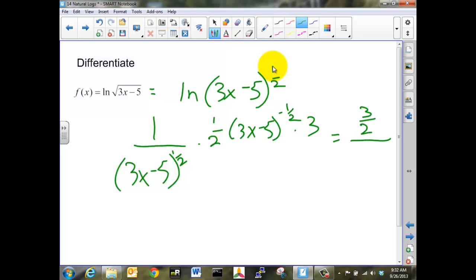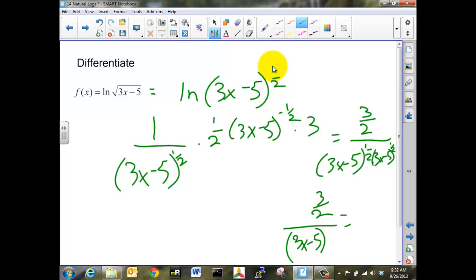All right, this is a negative 1/2, so what could we do? If we move it down, then what else could we do? We got 3x minus 5 to the 1/2. We got two of those, don't we? So we get 3/2 over 3x minus 5. Right? Where did we get here then? Yeah. We had one of them here. And then this negative 1/2 we brought down. Okay?